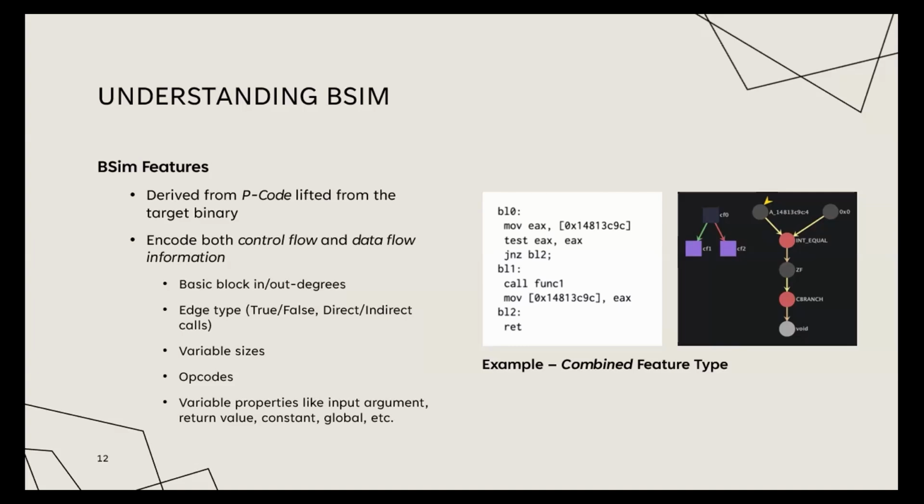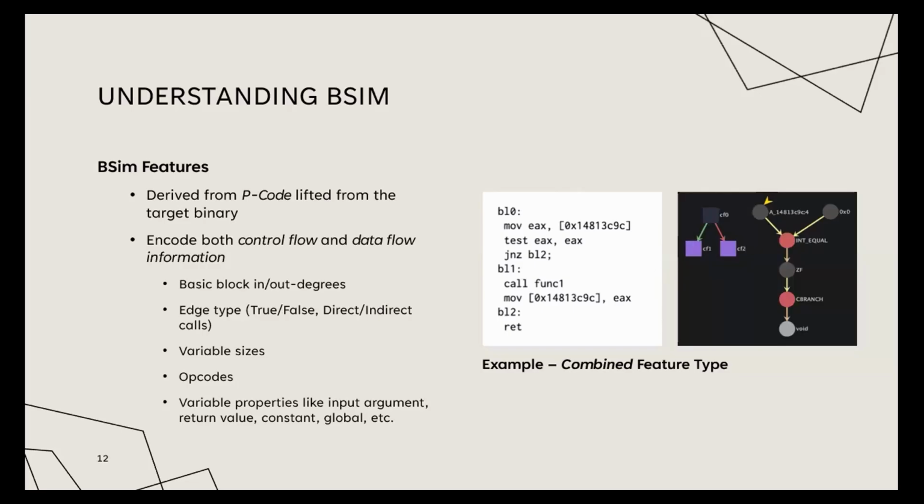Things like variable sizes, opcodes, certain variable properties, like is this variable an input? Is this variable a return value? Is it global? Is it local? As well as the normal basic blocks, in degree, out degrees, edge types. Is this a true or false? Is this an outgoing call? Is the call a direct call? Is it an indirect call? All of this information is encoded inside of a BSim feature.